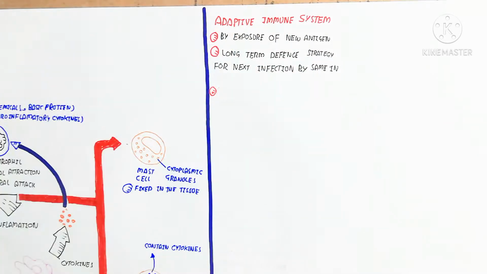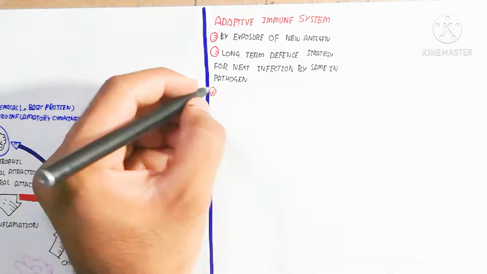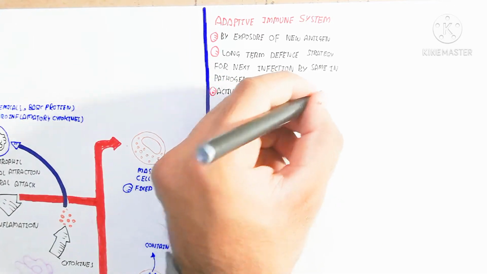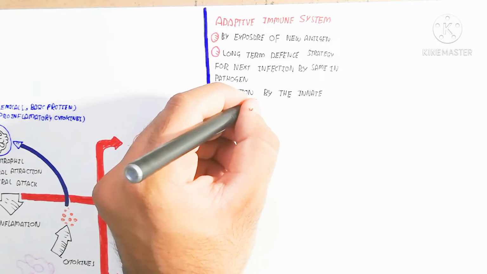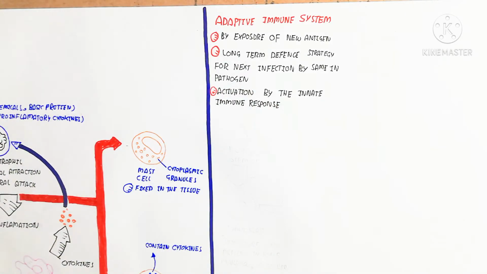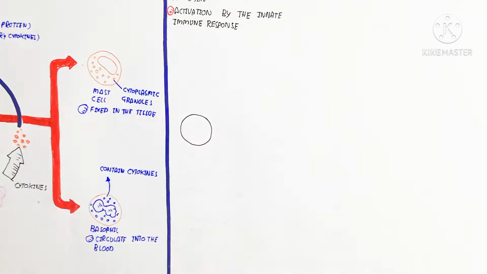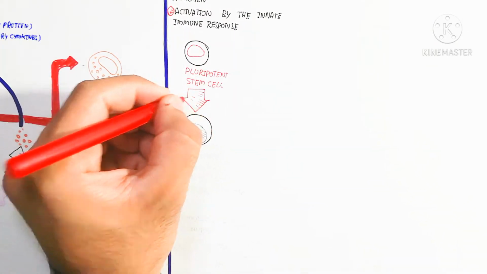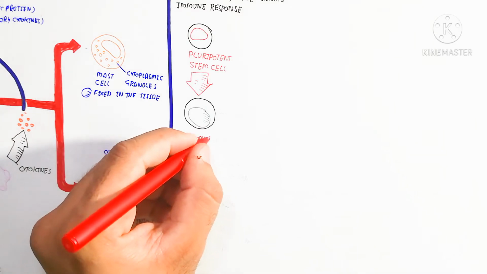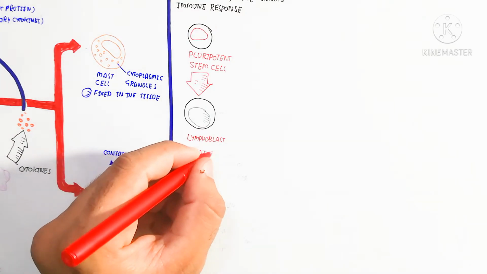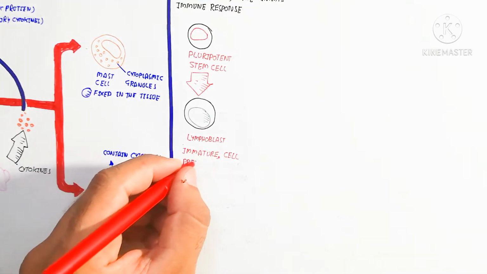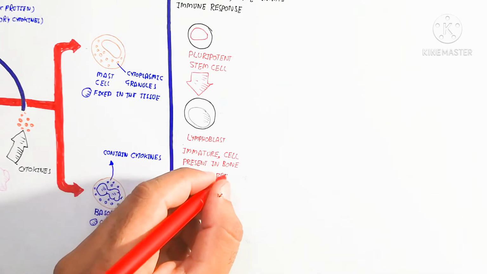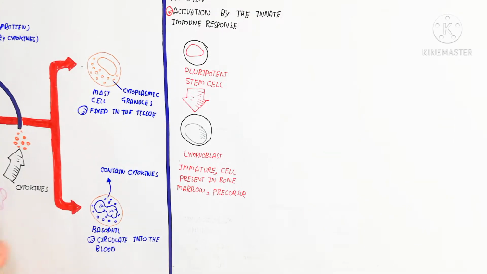When a new antigen enters our body, an adaptive immune response will occur according to this antigen, creating long-term immunity. This is the long-term defense strategy for the next infection by the same pathogen, activated by the innate immune response. Here is the pluripotent stem cell, which proliferates into the lymphoblast, the immature cell present in bone marrow, and that is the precursor.